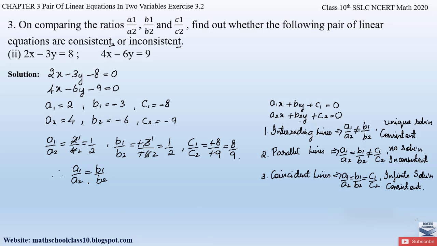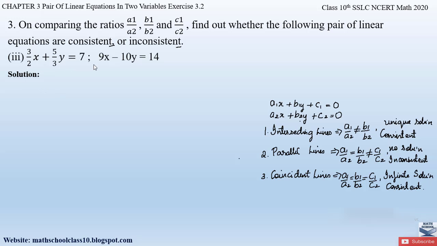So here, since A1 by A2 is equal to B1 by B2 and it is not equal to the ratio C1 by C2, therefore we obtain parallel lines. Hence we can say that the pair of linear equations are inconsistent.